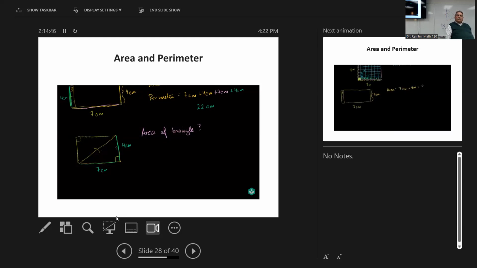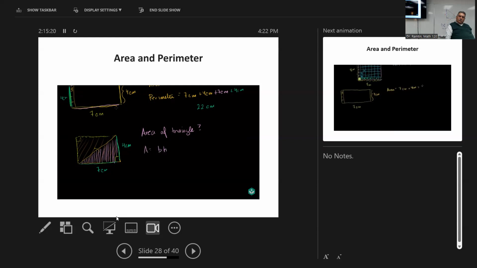So if you think about when you multiply 7 times 4, you're getting the area of this entire rectangle, which we just did up here. But we want to know the area of the triangle. We want to know just this area right here. But you can see hopefully from this drawing that the area of this triangle is exactly half of the area of the entire rectangle. So the area for a triangle is equal to the base times the height.